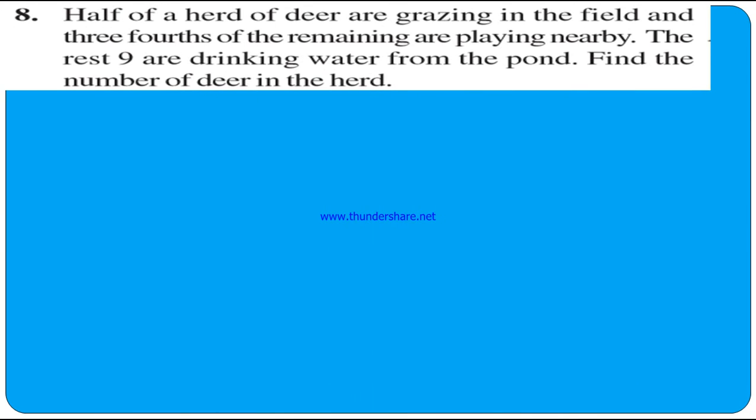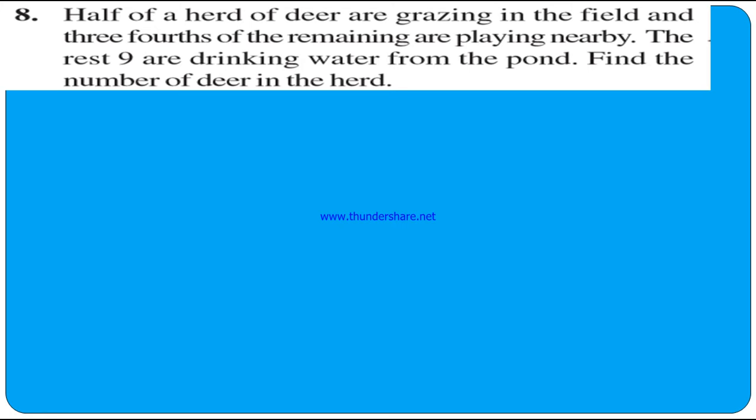Question 8. Half of a herd of deer are grazing in the field, and three-fourths of the remaining are playing nearby. The rest, 9, are drinking water from the pond. Find the number of deer in the herd.